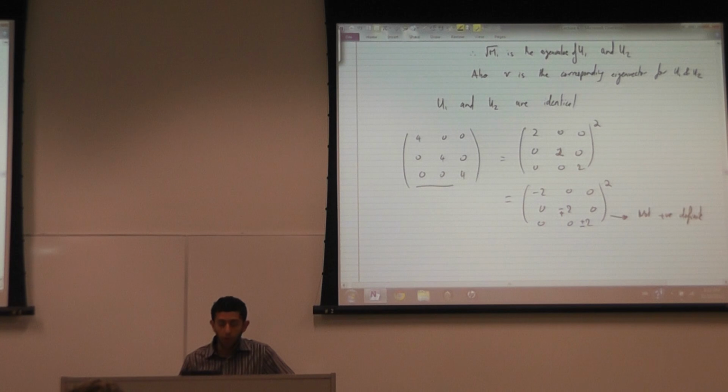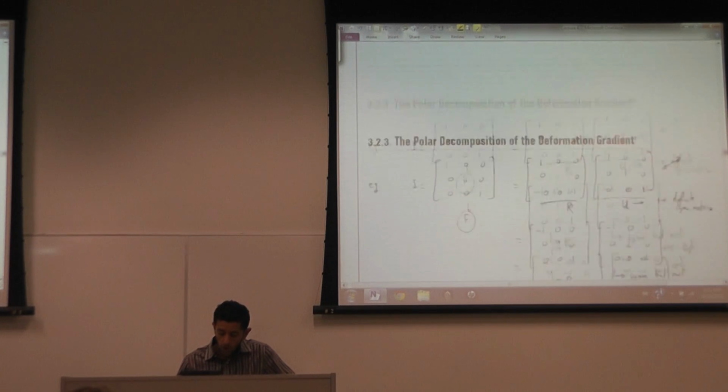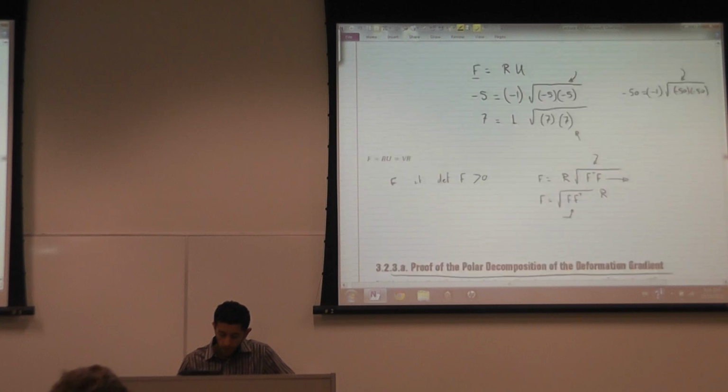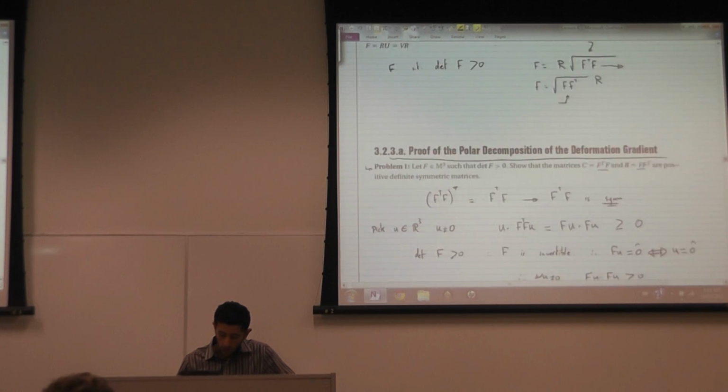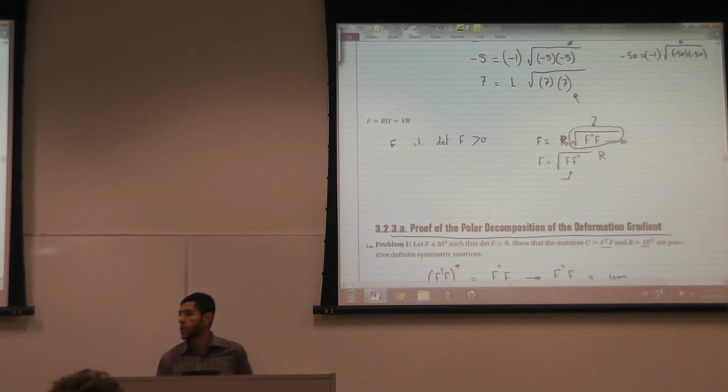So, what have we shown? Let's go back to revise. What is it that we're trying to show? We're trying to show that F is equal to a rotation matrix multiplied by the square root of F transpose F. Now what we showed is that the square root of F transpose F is a positive definite symmetric matrix. It exists, and it's a positive definite symmetric matrix. What we now need to show is that this is a rotation matrix.